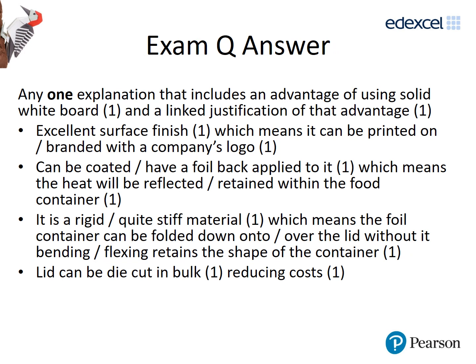Again, the exam board wants one explanation and one linked justification. So one example could be excellent surface finish, and you'd get 1 mark for that. The other mark comes from the justification: it can be printed on or branded with the company's logo. It can be coated or have a foil back applied to it, which means the heat will be reflected or retained within the food. It is quite a rigid or stiff material, which means the foil container can be easily folded down onto the lid without any bending or flexing, and it retains its shape.